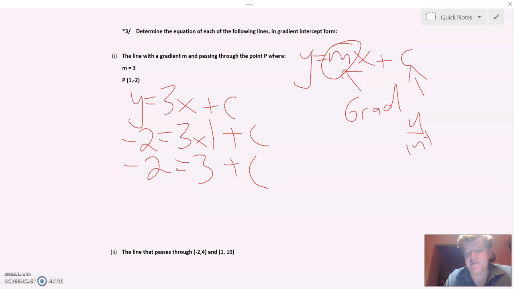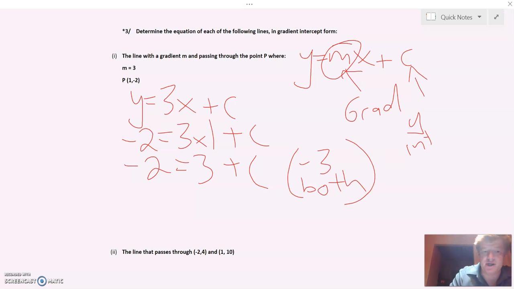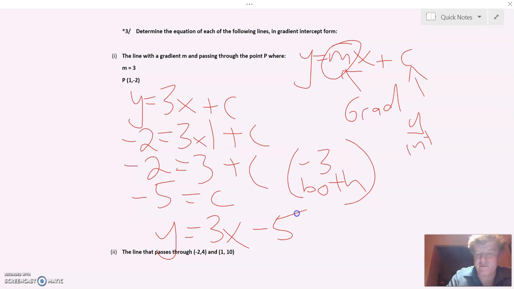We know from our algebra, if we want to find out what c equals, we need to get rid of the plus 3. So we're going to subtract 3, and if we do it to one side, we've got to do it to both sides. So we're going to subtract 3 from both sides. We're going to get that minus 5 equals c. So now we know what c equals and what m equals, we can write our rule. We've got y equals 3x minus 5.